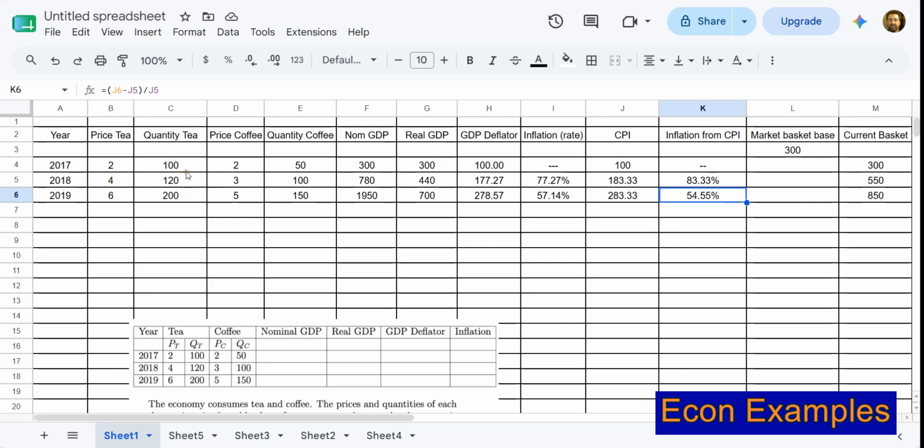So let me see if the quantities are way different. We are buying twice as many tea units and 3 times as much coffee. So I would definitely want to use the GDP deflator, but they are coming to a very similar conclusion. So it doesn't really matter. I would talk about that if I was explaining that.